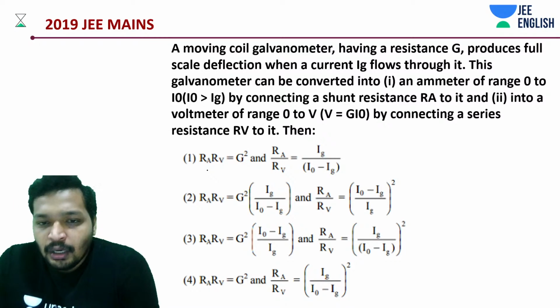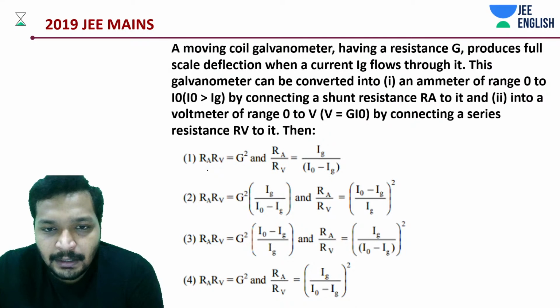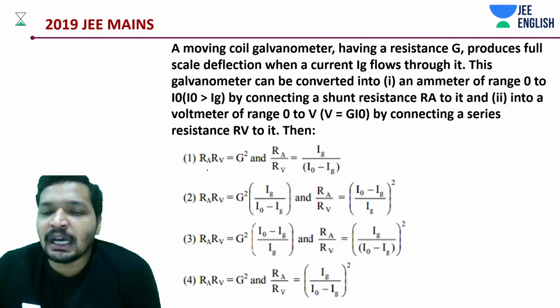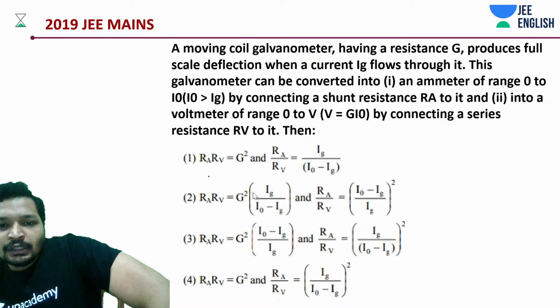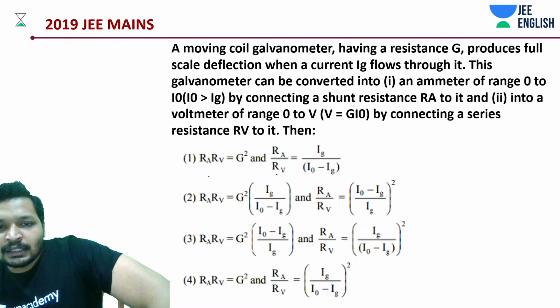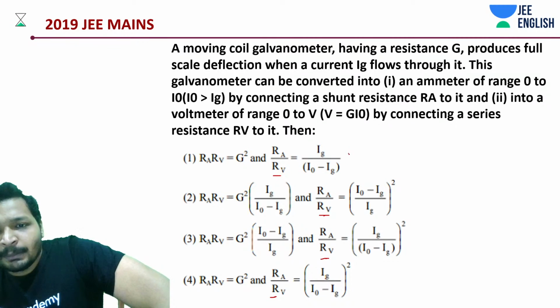So we need to do this question a little carefully. Let's think about it this way. Ra by Rv. Ra is a very small resistance, Rv is a very large resistance, right? So let's think about this second term first. Ra by Rv. So Ig by I0 minus Ig is applicable because Ig is the smaller value and I0 is the larger value. That means this is wrong. This might be applicable, and this might be the same thing, isn't it? Probably this answer is wrong.